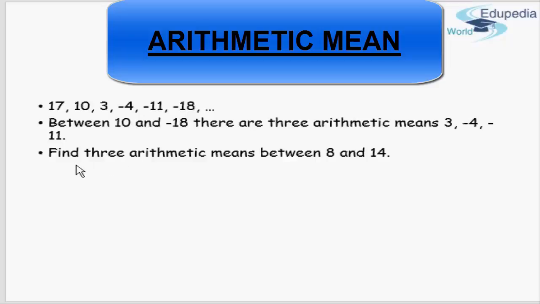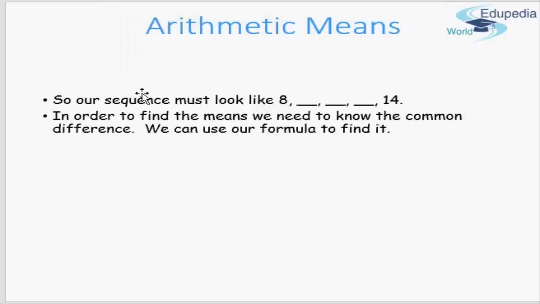Now the question over here is, find 3 arithmetic means between 8 and 14. So how do we do that? This is what the question is going to ask you. It's going to tell you to find out arithmetic means, and of course it tells us that we need to find 3 arithmetic means. So the way to do that is, first of all, you write it down so that you can visualize it: 8, then a blank, a blank and a blank, and then 14.